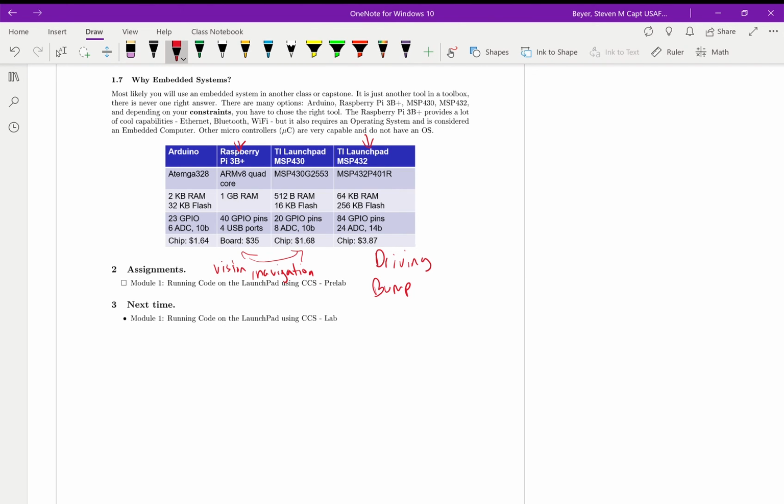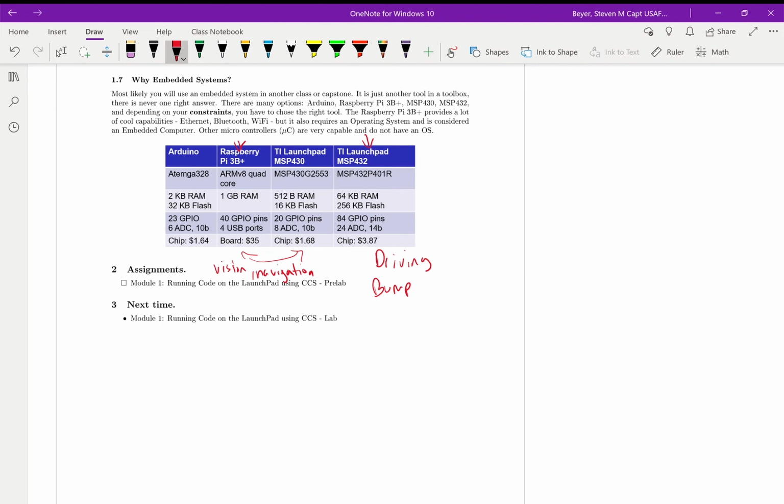This, controlling the motors, driving, all of that, we don't want to pay $40 to do that. We just want to do that for a couple of dollars. We want it to be fast. We want it to be low power. And then the Raspberry Pi 3B Plus can come in and help us with all those other things.